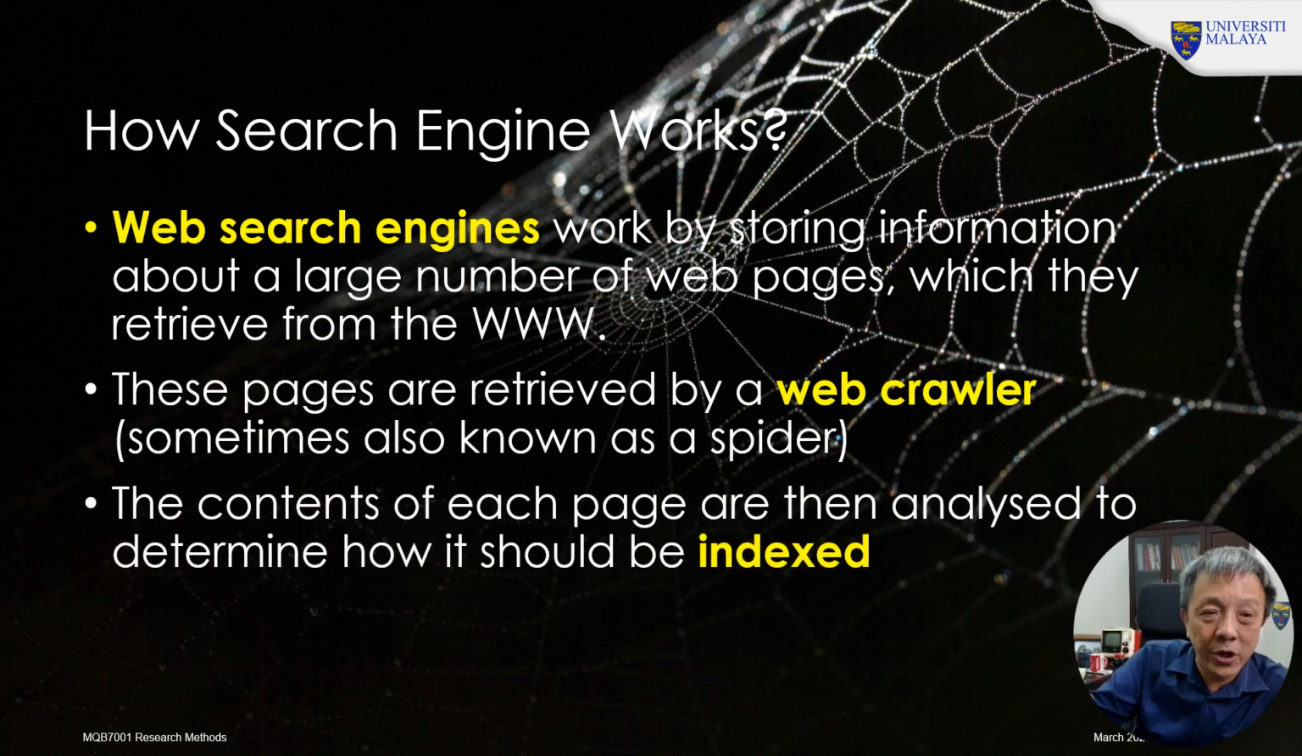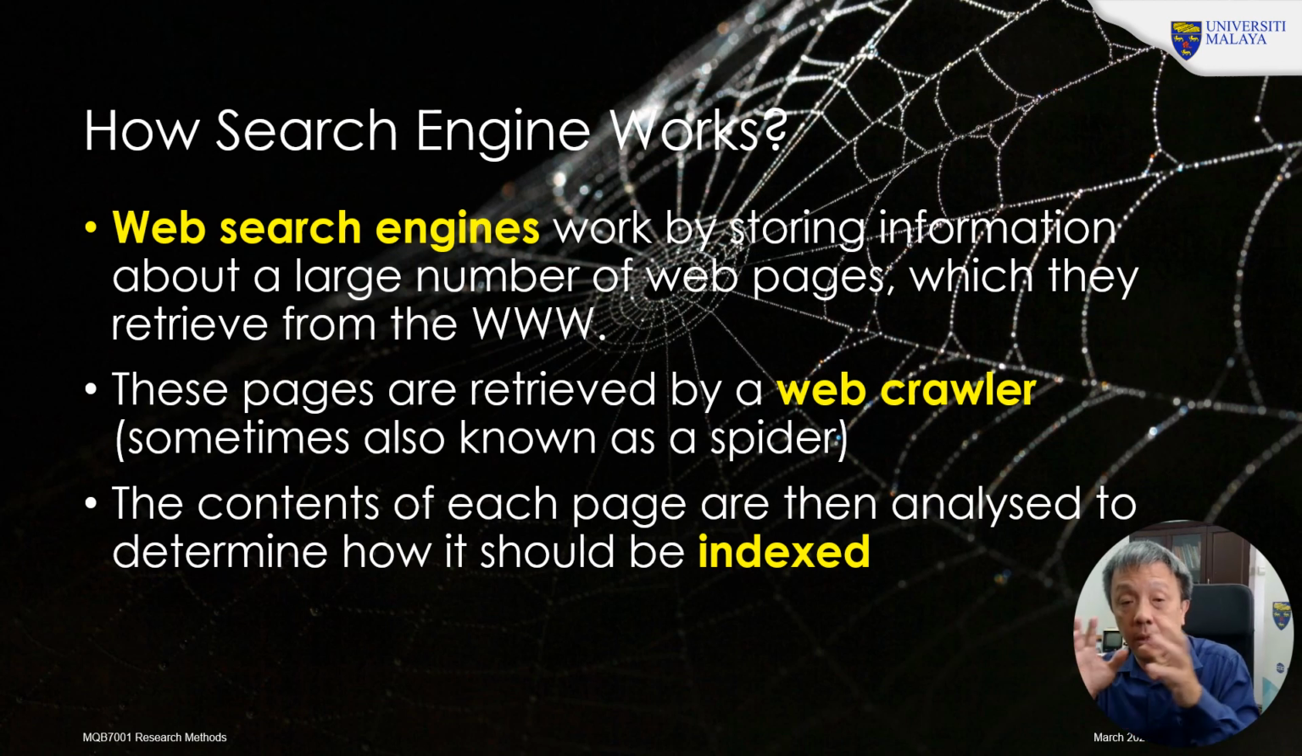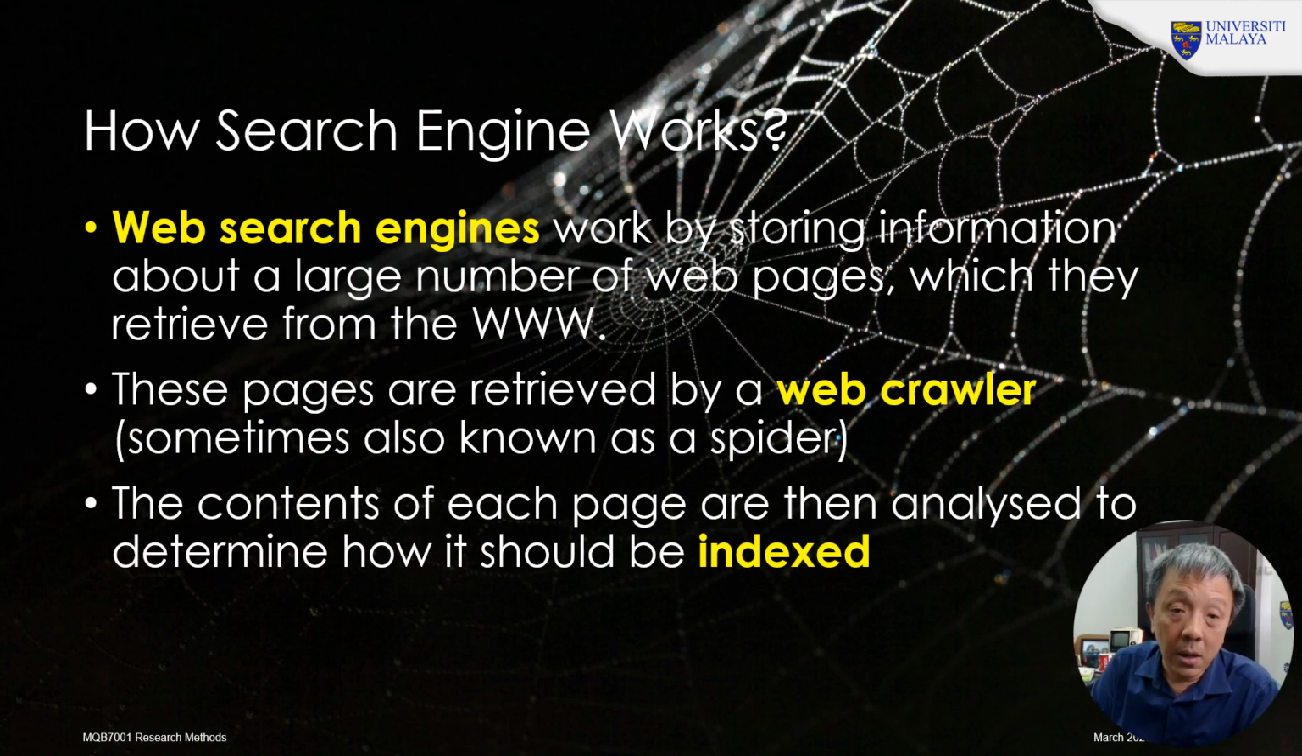The contents of each page are then analyzed and determined whether they should be indexed. The way of indexing in the World Wide Web, Google search, and the way of indexing in search engines that we use for searching academic or peer-reviewed literature is a little bit different, but it is still what we call indexing. You have to index so that you can find the information in the World Wide Web. These are some basic ways of how the web actually works.